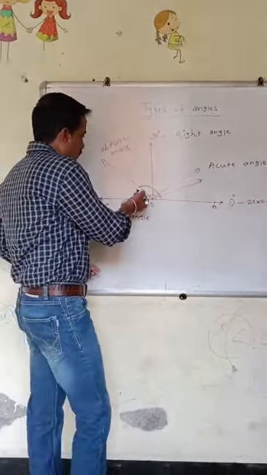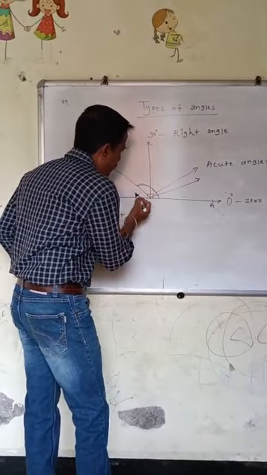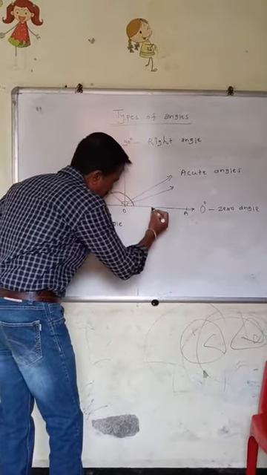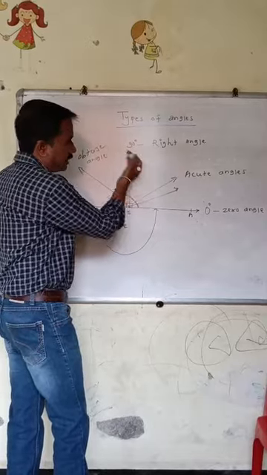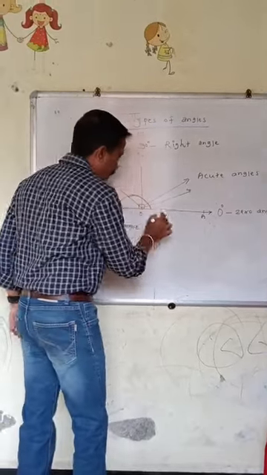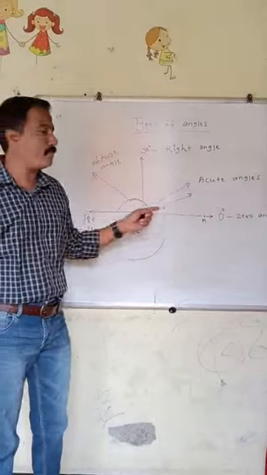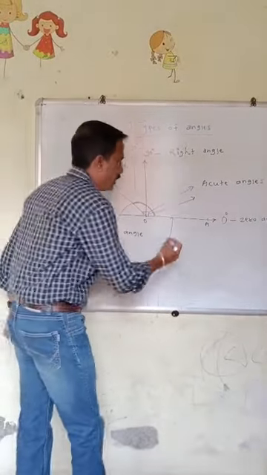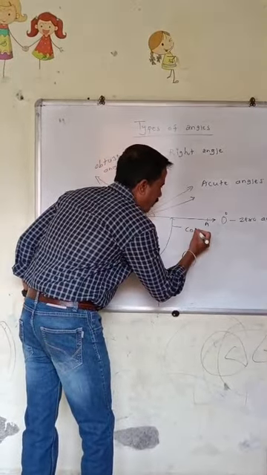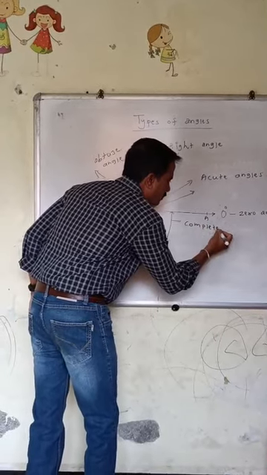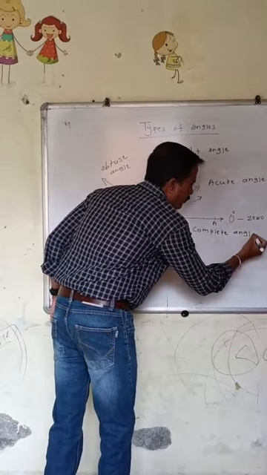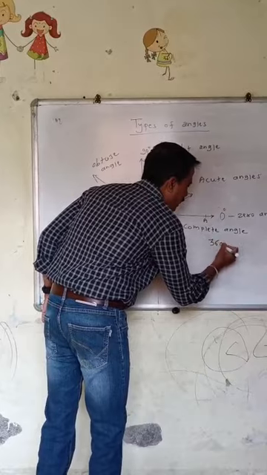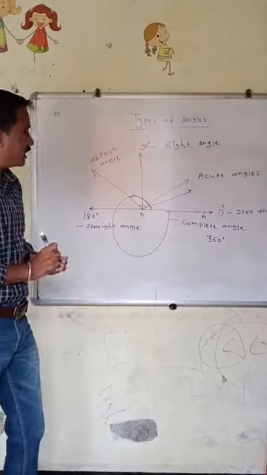Again, if ray OA further rotates and takes its initial position, complete rotation. If ray OA makes complete rotation, this angle is called complete angle. Complete angle whose measure is 360 degree.